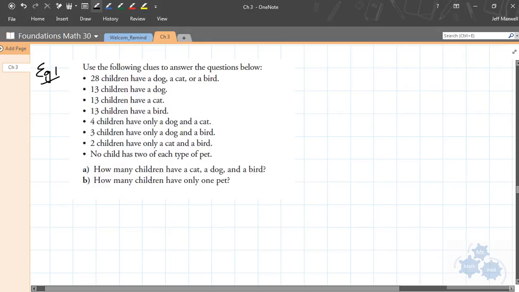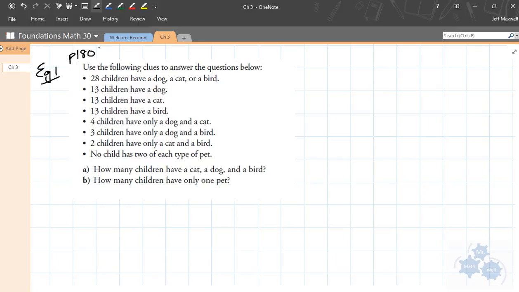All right, so example number 1 in your textbook, page 180. We're going to do this, and we're going to talk about the algebraic sort of notation method of doing this, okay? Because it's important for you to see that as well, so that you know how to do that.